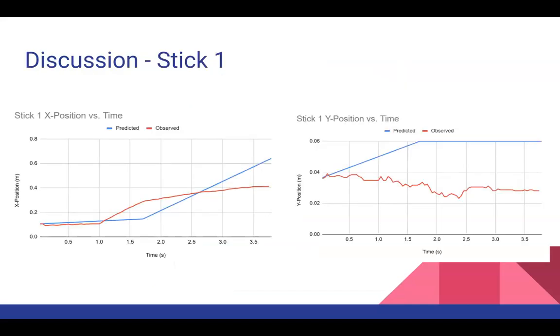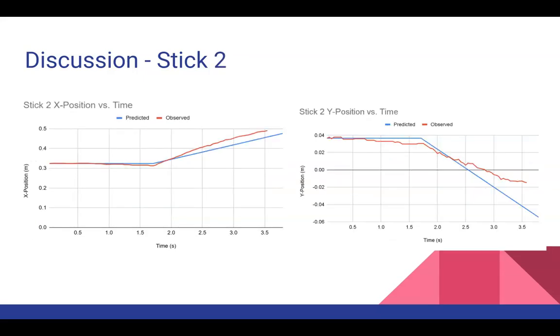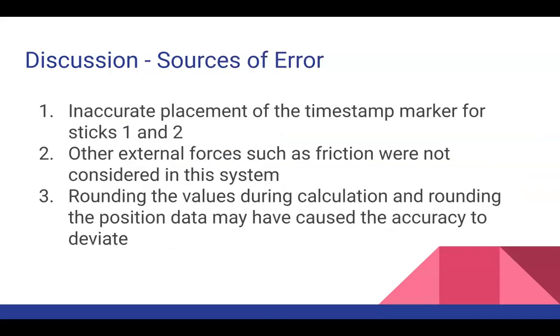So for stick 1, the x position versus time and y position versus time for predicted and observed motion had a huge discrepancy in the data as opposed to stick 2 for the x position and y position. In stick 2, the data for predicted and observed was very similar to each other, and these can be explained by some sources of error, including inaccurate placement of the timestamp marker for sticks 1 and 2, other external forces such as friction that were not considered, and rounding the values during calculation and rounding the position data may have caused the accuracy to deviate.